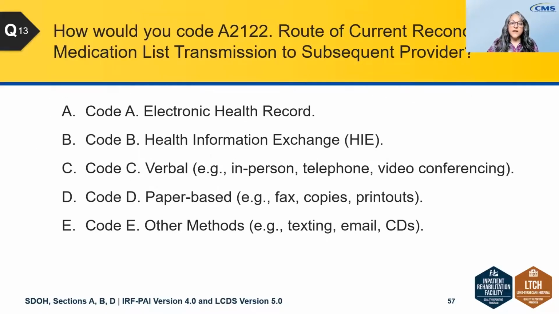And now let's look at how you would code A2122, which is the root of the current reconciled medication list transmission to the subsequent provider. So how was this list transmitted? Will you choose A, code A, electronic health record, or B, health information exchange, or HIE, code C, verbal, which could be in person, telephone, or video conferencing, code D, paper-based, which can include fax, copies, and printouts, or code E, other methods, including texting, emails, or CDs.